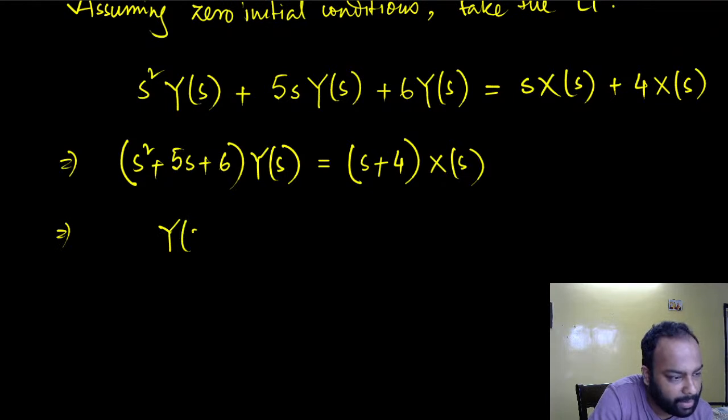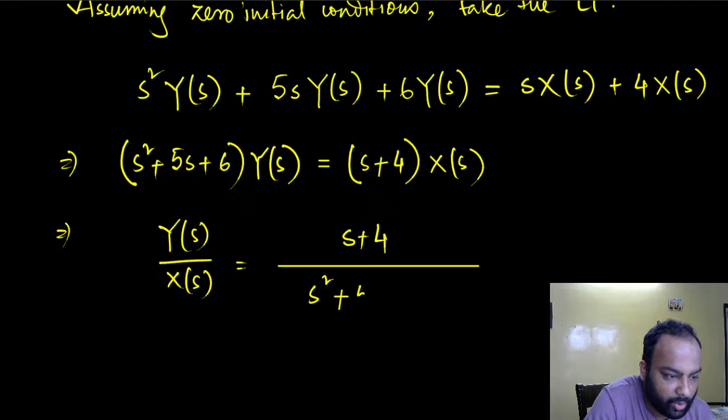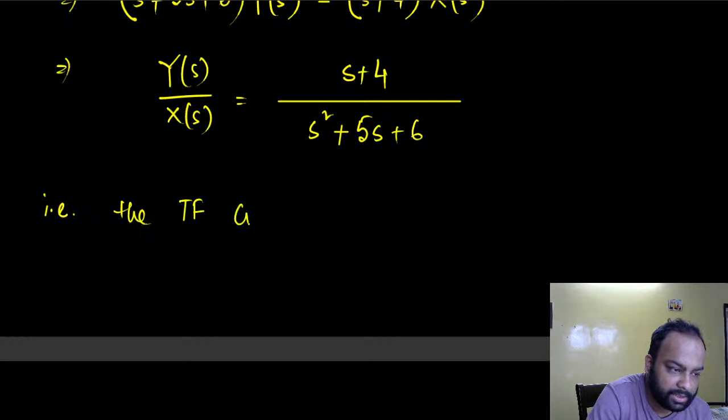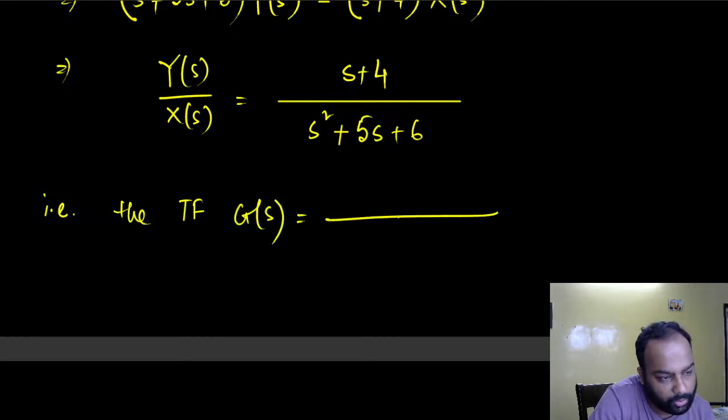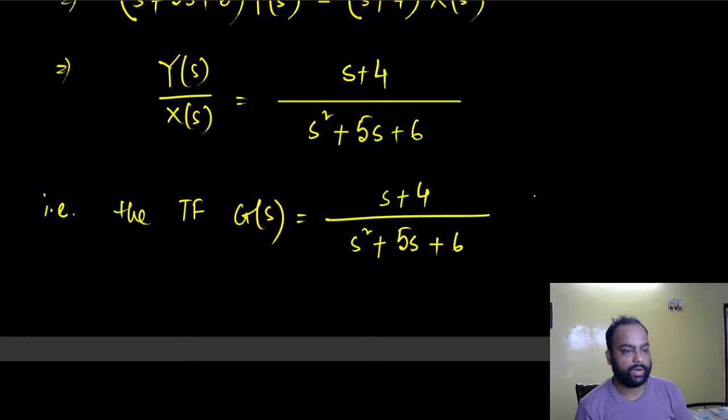So what is Y(s) by X(s)? If you do the division, that will be s plus 4 divided by s squared plus 5s plus 6. And by definition, this is the transfer function of the system. That is, the transfer function G(s) is equal to (s plus 4) by (s squared plus 5s plus 6), right? So the first part of the problem is done.